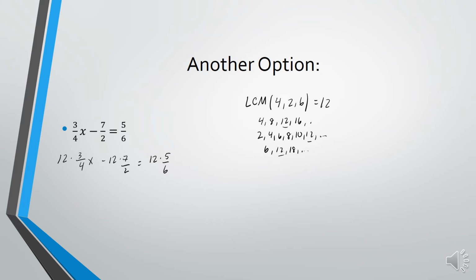Now the reason I do this is because I'm going to be able to get rid of all my denominators. Take this first one, for example. I'm dividing by 4, so I'm going to rewrite 12 as 3 times 4. And some things are going to cancel. For the next part, I'm dividing by 2, so I'll rewrite 12 as 6 times 2. And for my last one, I'm dividing by 6, so I'll rewrite 12 as 2 times 6.